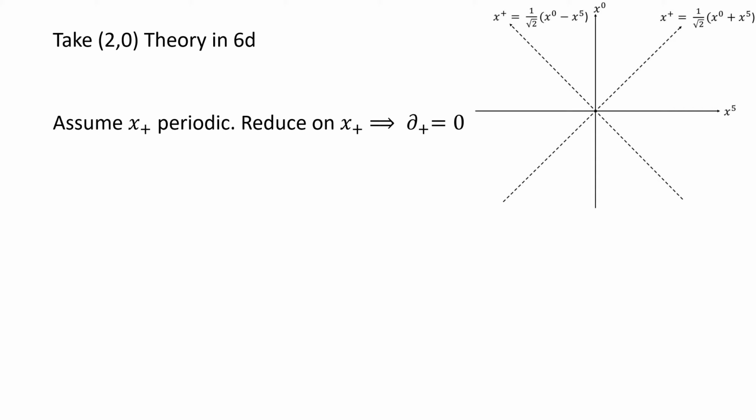So that's enough setup. This is how we're going to proceed. We're going to take (2,0) theory in 6D, and we're going to place it just on flat Minkowski space, but we're going to use light cone coordinates. We're going to then assume that x plus is periodic, and we're going to make that period very small, so we're going to reduce on x plus.